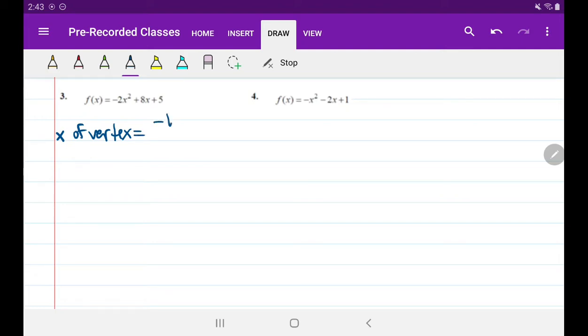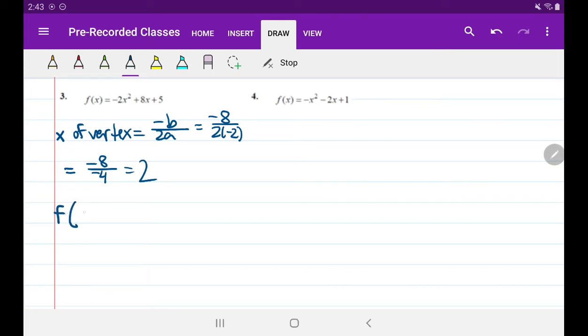So remember, we do negative b over 2a. So we'll have negative 8 over 2 times negative 2, which is going to simplify to negative 8 over negative 4, which is a positive 2. So that's the x of the vertex. So we'll plug that back in to find our y.